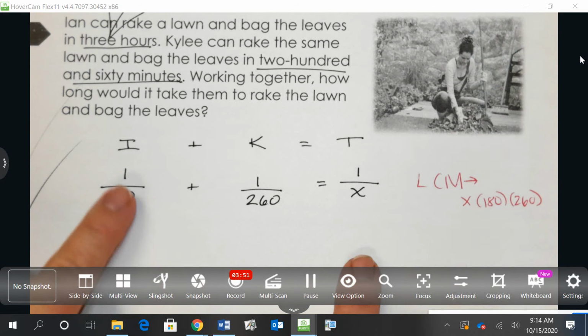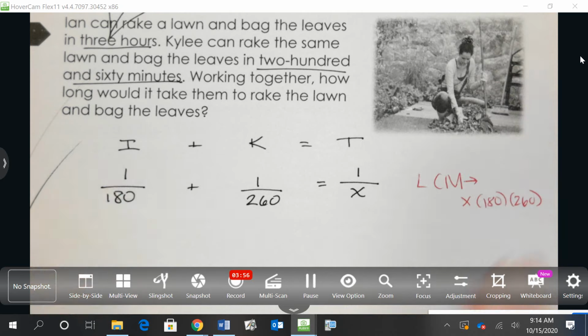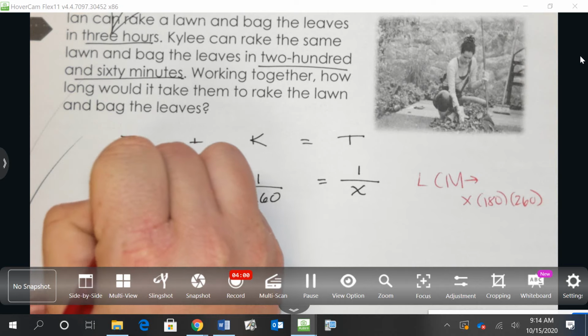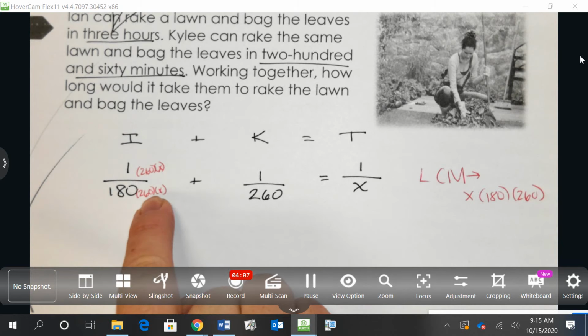This has 180, so I'm going to cover it up. It's missing an x, and it's missing a 260. So over here, it's missing a 260 and an x, missing a 260 and an x. Remember to keep the value of this original fraction the same. Whatever you multiply in the denominator must also be multiplied, or we could say attached to the numerator.